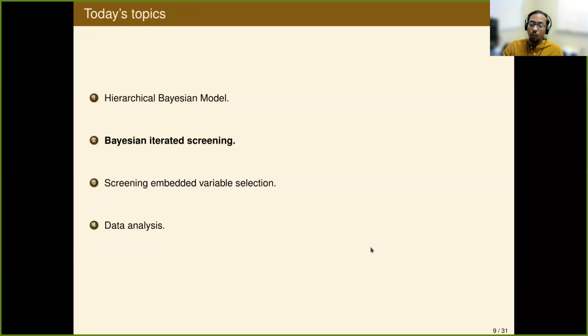So because we are finally interested in a Bayesian method, we were thinking about how we can construct a Bayesian method for screening that is based on the same model, so that in some sense the screening method is faithful to the Bayesian variable selection method. So we will propose our hierarchical Bayesian model and the Bayesian iterative screening now, and then talk about the screening embedded variable selection, followed by data analysis.